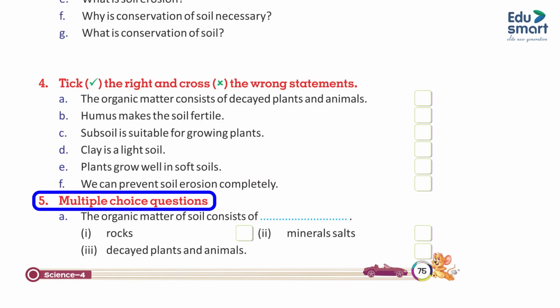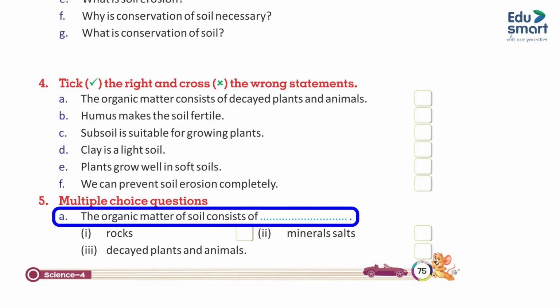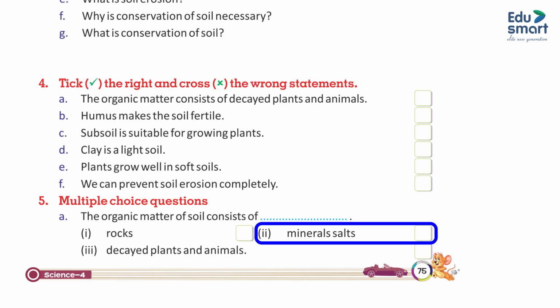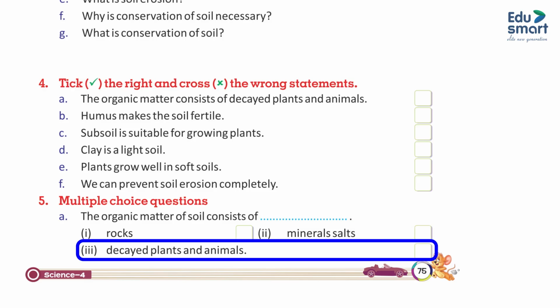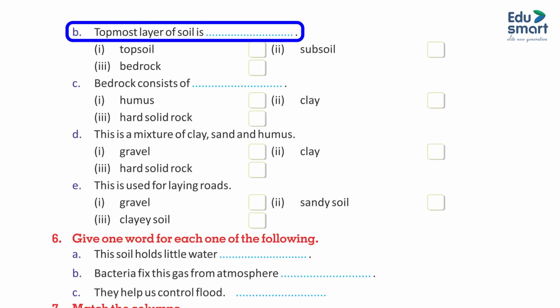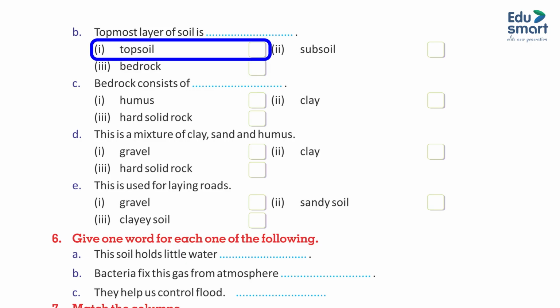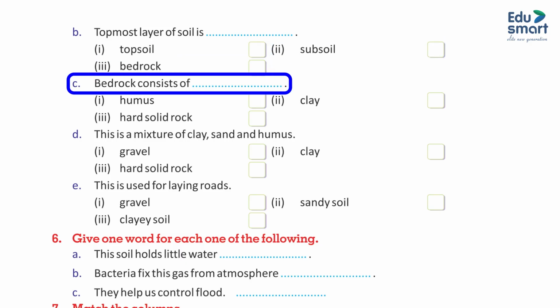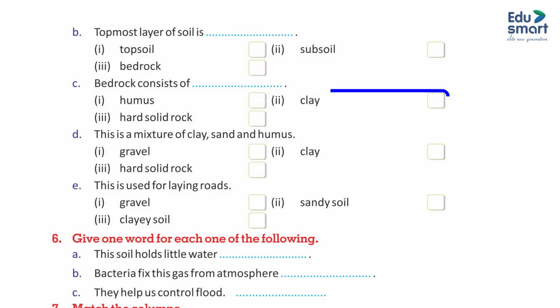5. Multiple choice questions. A. The organic matter of soil consists of dash. 1. Rocks, 2. Mineral salts, 3. Decayed plants and animals. B. Topmost layer of soil is dash. 1. Topsoil, 2. Subsoil, 3. Bedrock. C. Bedrock consists of dash. 1. Humus, 2. Clay, 3. Hard solid rock.